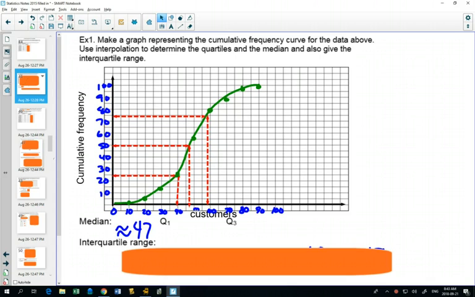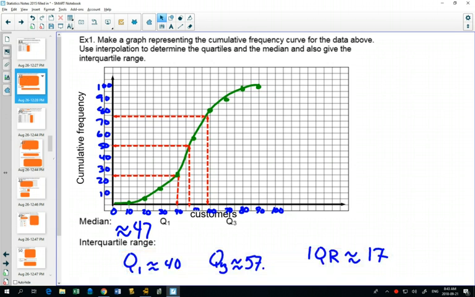Now, if you just looked at your chart, all you could say is we know the median class is going to be between 40 and 50, and that the median is somewhere in there. Using this cumulative frequency curve, we actually can come up with a much more accurate result of what that median should be. Same thing, we can look at 75 and 25 and get estimates for quartile 1 and quartile 3, and an estimate for the interquartile range.